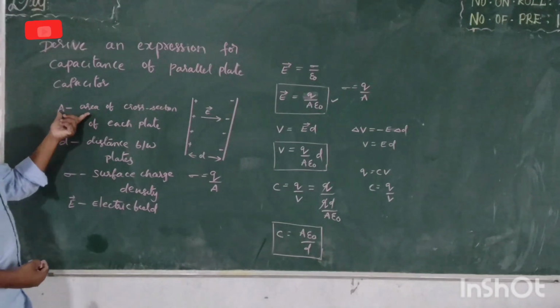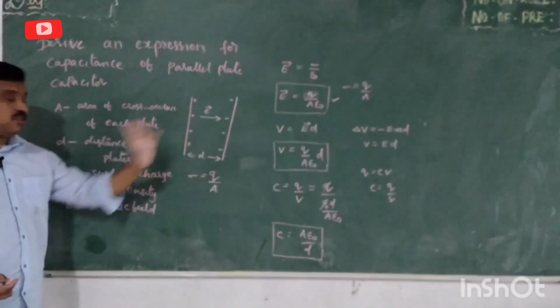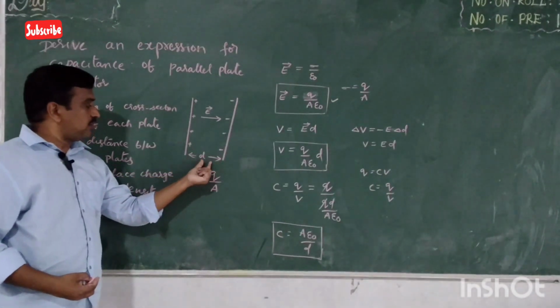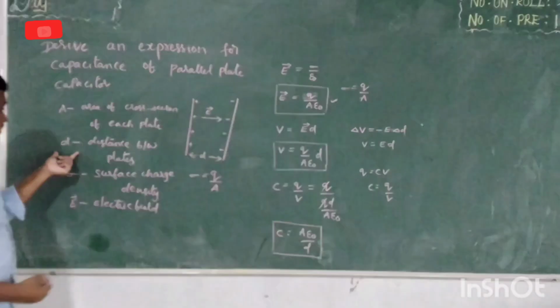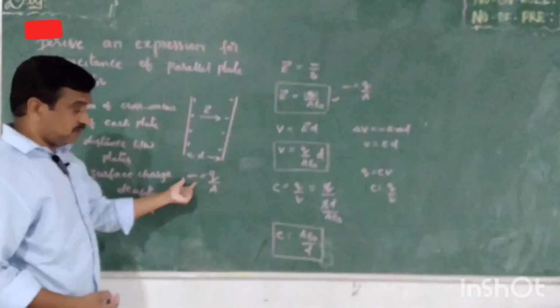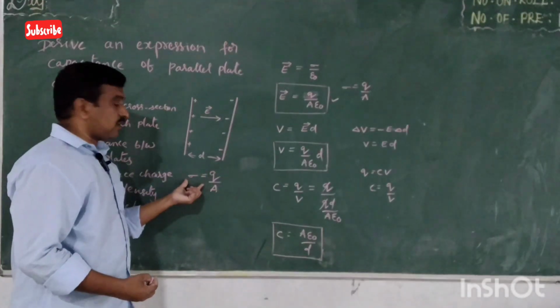In that case, A is the area of cross section of each plate. D is the distance between the plates; in between the plates some distance is there, that we can write as small d. Sigma is the surface charge density. Surface charge density means charge per unit area. In unit area how much charge is there, that we can write as sigma.